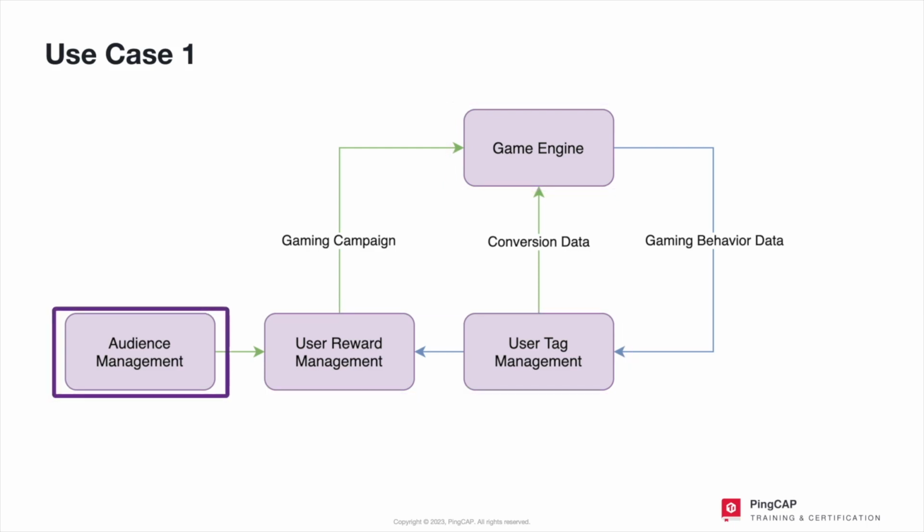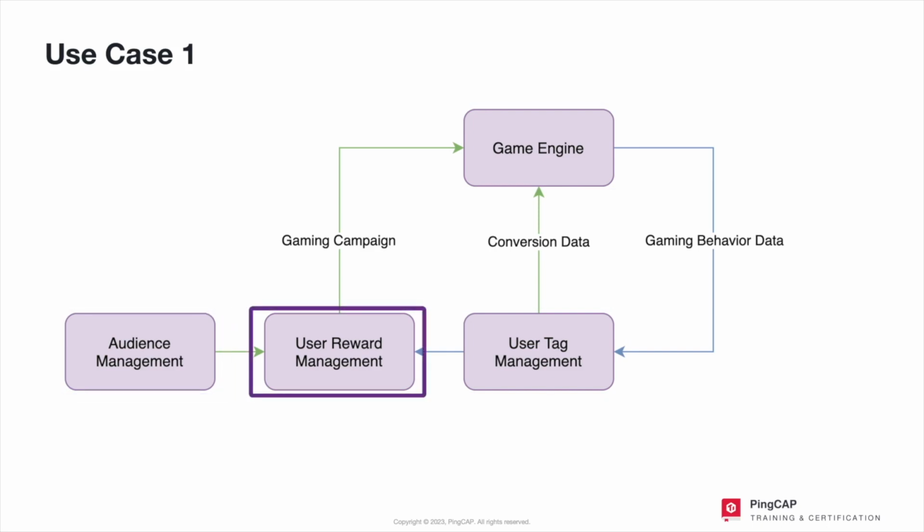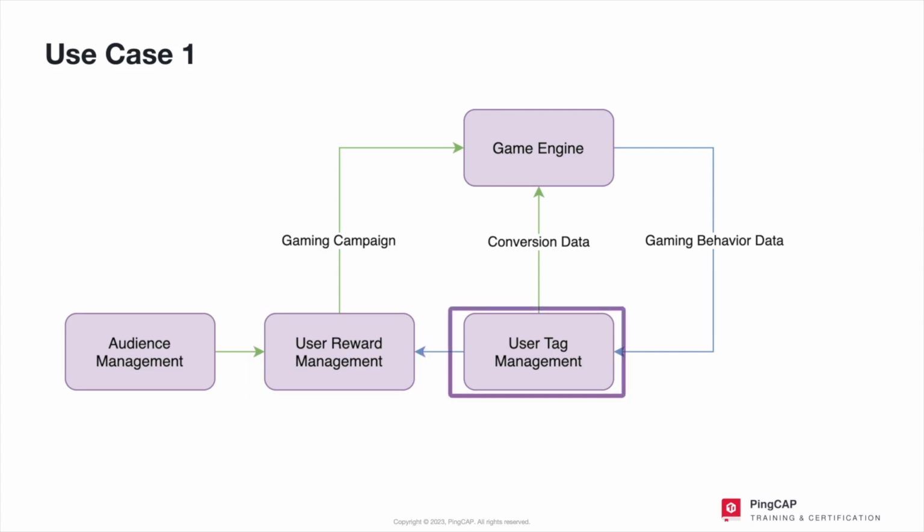Audience management, which manages our users' information. User reward management. This assists in keeping track of play so the system can extend rewards to users. And user tag management, which helps track users' behavior. Let's take a look at how they've arranged their databases.